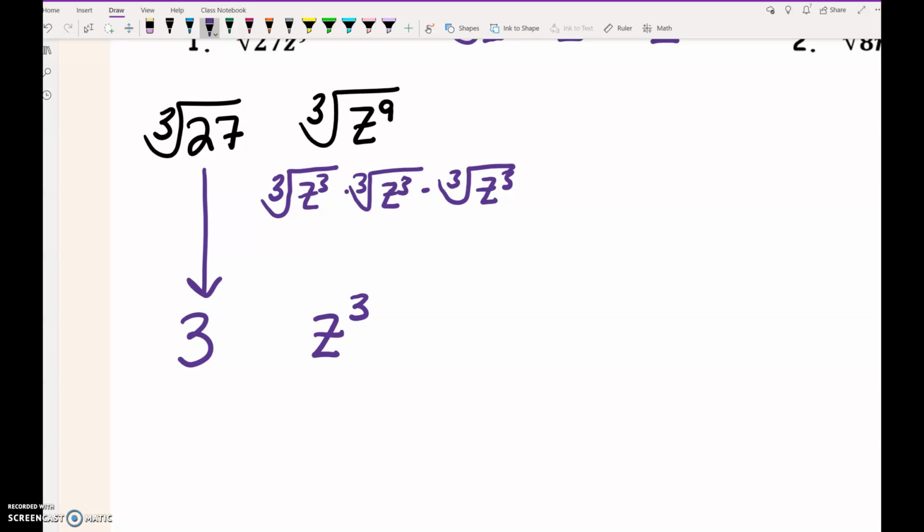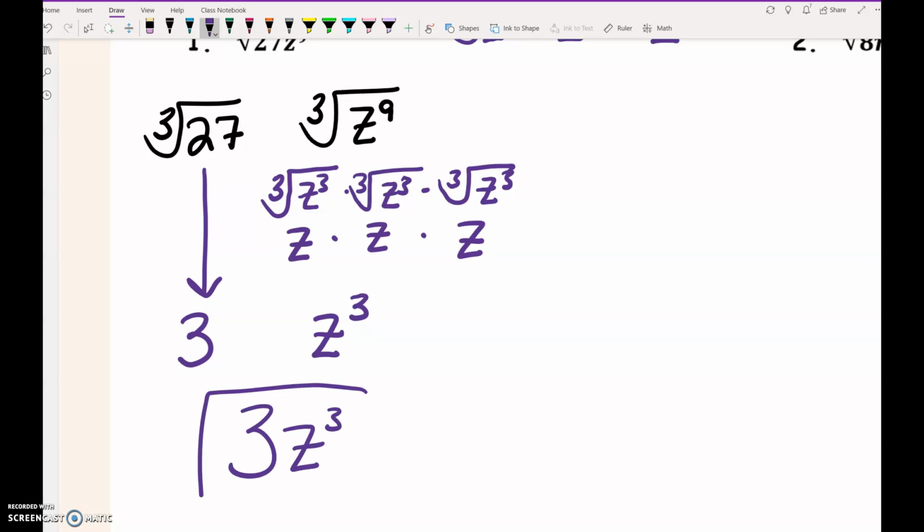The third root of z to the third is z. The third root and the exponent of 3 cancel each other out. You end up with z times z times z, which is z to the third. Ultimately, our answer here is 3z to the third.